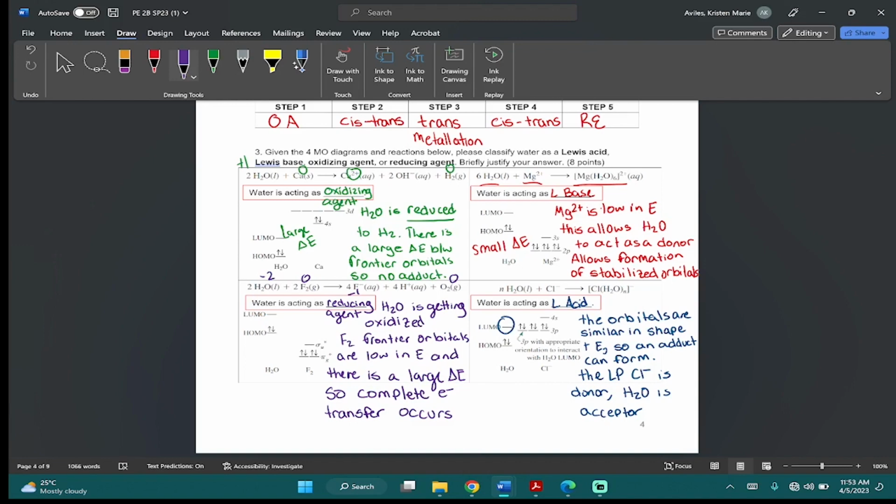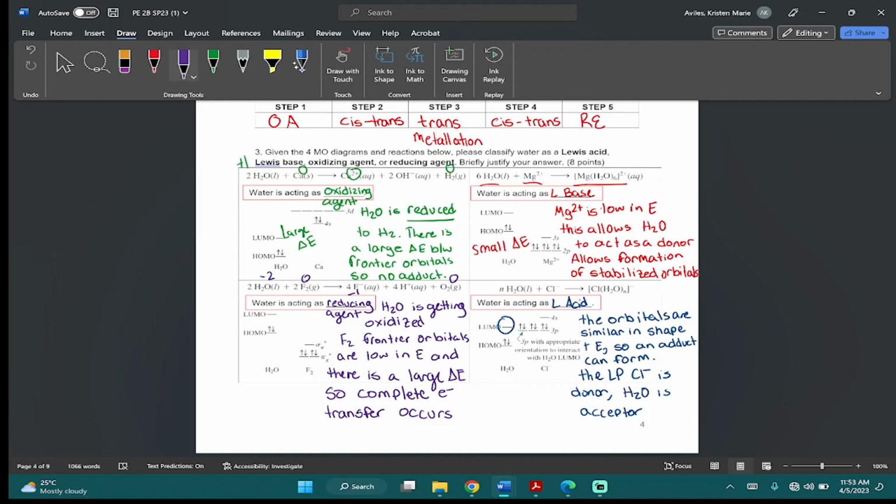Make sense? Yeah. So, are there any rules for us to be able to do this without the molecular diagrams, or do we need to know those energy differences? If you understand why electron transfer is occurring, then you can reason it without your MO diagrams. You would just say electron transfer is occurring because there's a large energy difference between our orbitals. And then you would have the formula to support your answer.